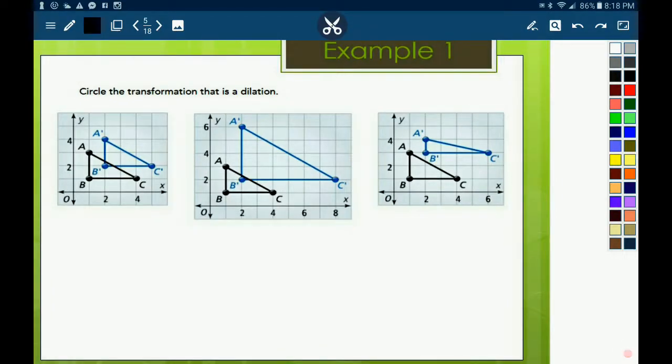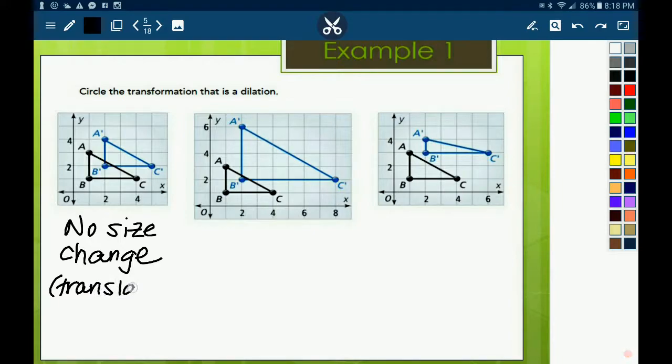All right, so I'm going to just note the things that I'm seeing in each of these graphs. Like in the first one, I'm not seeing a size change. So no size change. That should tell me that it's not a dilation. In fact, what I'm seeing here is a translation. Okay, so this one is not a dilation.